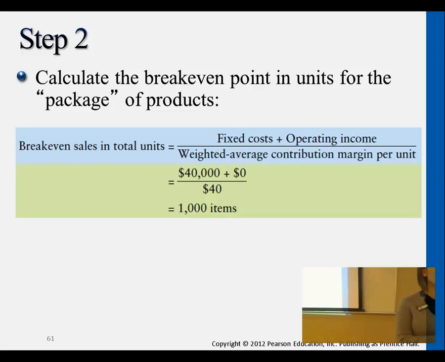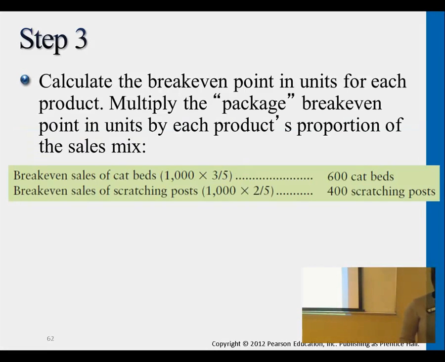So now that you have all these wonderful items, you want to understand what is the portion of one versus the other. So here's what you're going to do. For each of the products, to calculate the break-even point in units, we're going to do several steps. First, we'll multiply that package break-even point in units by each product. Okay? So how am I going to use this? I can't just say it's 3 units of what? Cat beds, right? I have to take a portion.